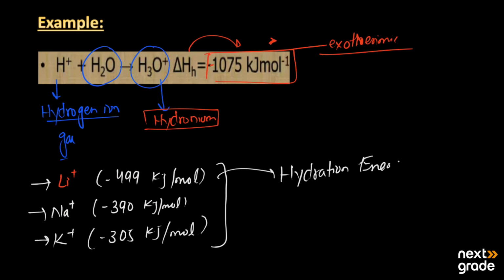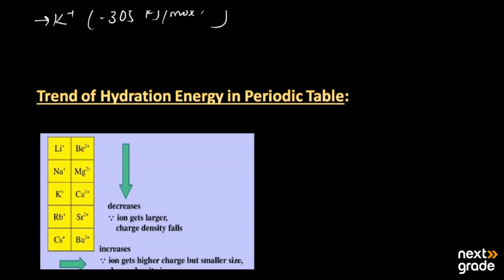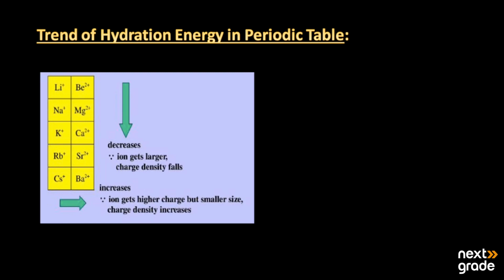Why is it known as hydration energy? Because hydra means water and ration means to surround. So when the water molecules surround the gaseous ions, the energy is released. This is known as the hydration energy. Then we have the trend of hydration energy in the periodic table. When we move from top to bottom in a group, the hydration energy decreases.